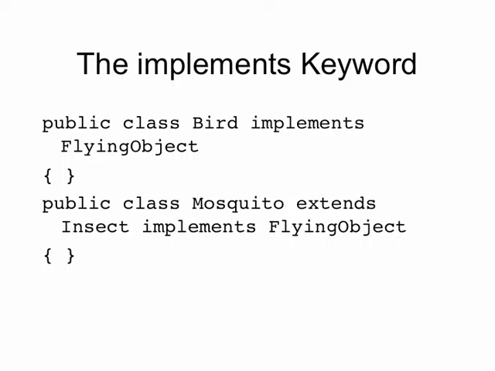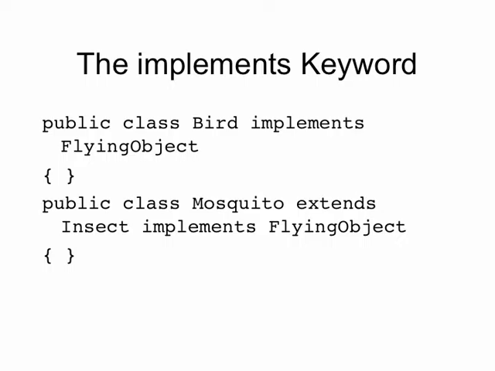To implement or use an interface, you have to use the keyword implements. So we can say that our public class Bird implements FlyingObject. That means inside our class Bird, we have to provide a method for the fly and the isFlying method. So fly would return a void and accept no parameters, and the isFlying would return a boolean and accept no parameters. Bird can add anything else that it wants, but it must implement the abstract methods from FlyingObject.